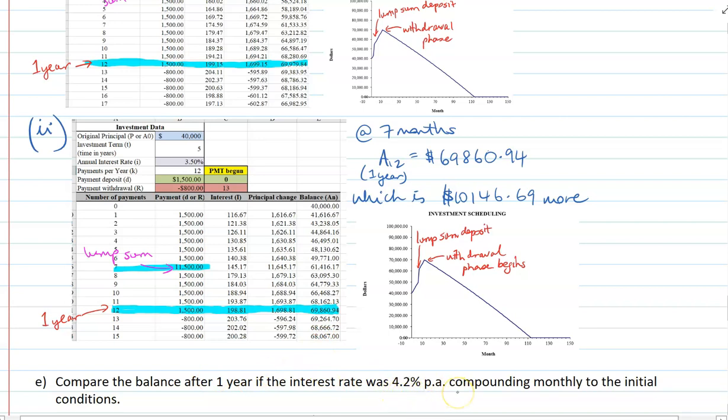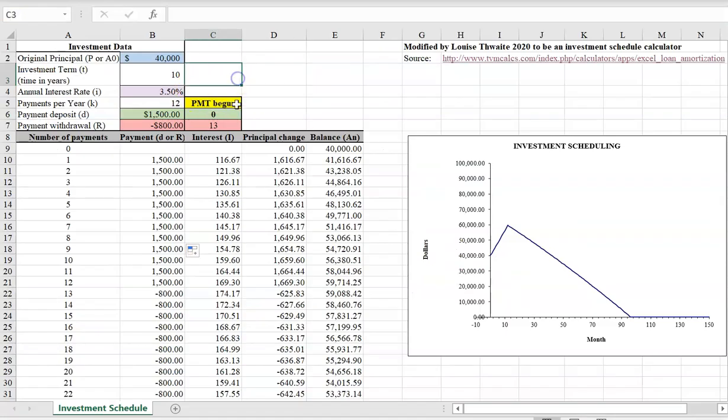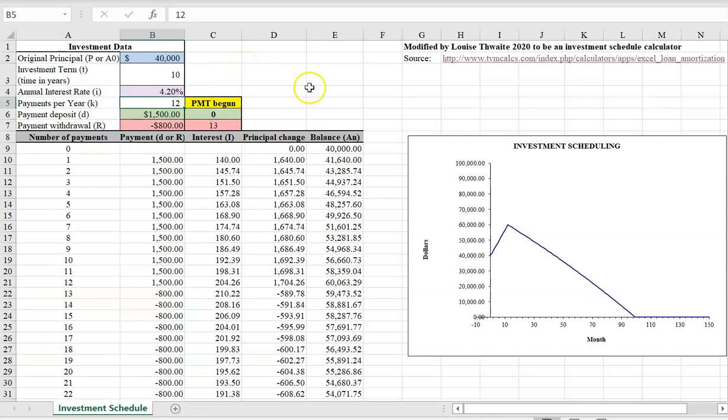Okay, lastly, we want to compare the balance after a year if we increase our interest rate to 4.2% per annum, compounding monthly, considering the initial conditions. So if we pop back here, we're changing our interest rate to 4.2 and checking out what happens to the balance. So after 12 months, we have a balance of $60,063.29.